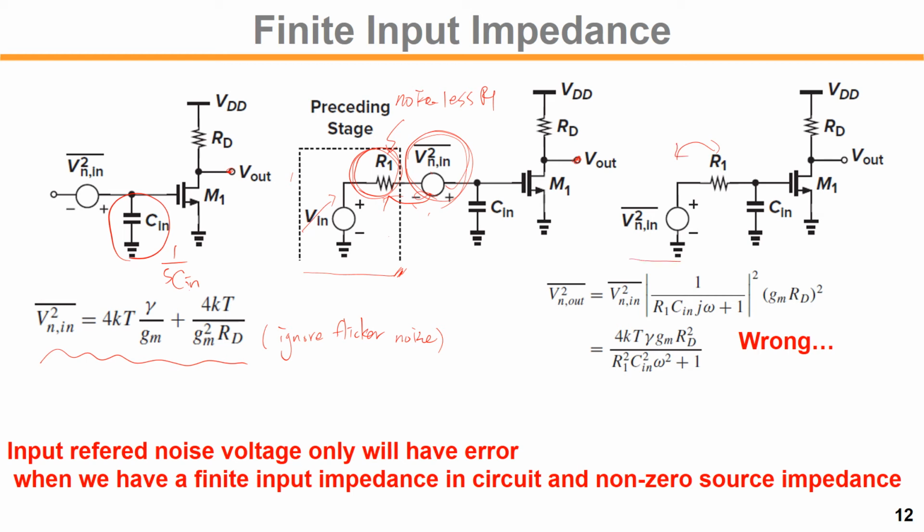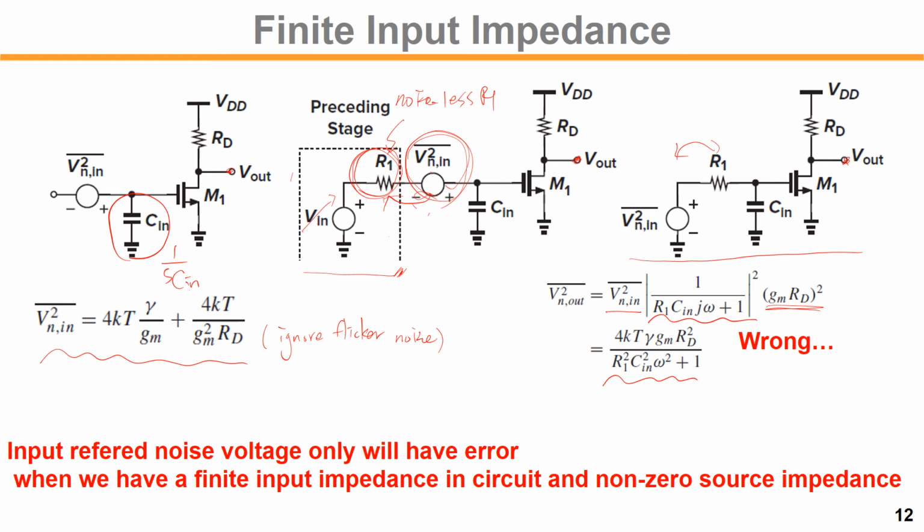So we find the output noise voltage of this network. Then we have RC low pass filtering, and then common source amplifier. What we have is the input noise voltage times the RC low pass filtering transfer function, and then the gm RD voltage gain. If you equate those, we get the output noise voltage like this. But this is not true.